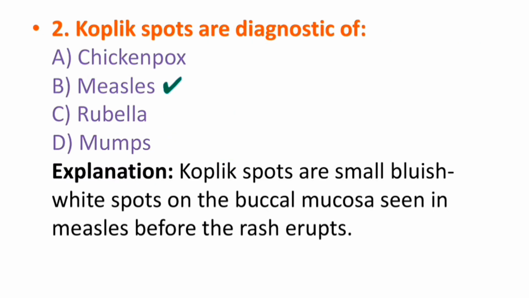Koplik spots are diagnostic of option A chickenpox, option B measles, option C rubella, option D mumps. The correct answer is option B, measles. Koplik spots are small bluish-white spots on the buccal mucosa seen in measles before the rash erupts.